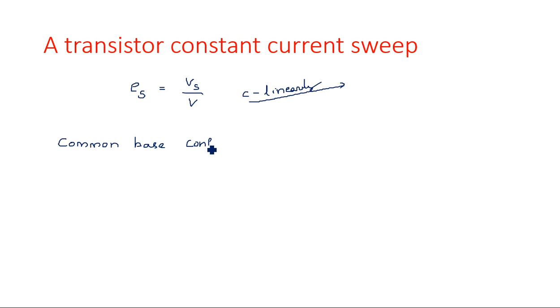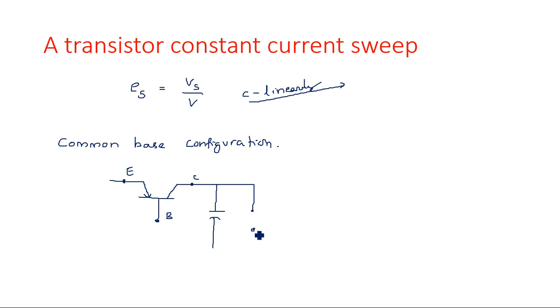Common base configuration, as shown here. We know the transistor has three terminals, emitter, base, collector, and in this I am using common base. This is the base terminal which is common between input and output, and here I am taking a PNP transistor. This is the emitter, showing the flow of conventional current, and this is the collector terminal. A time-based generator must have a capacitor as well as a resistor. So this is the capacitor we are taking, across which a switch is connected.